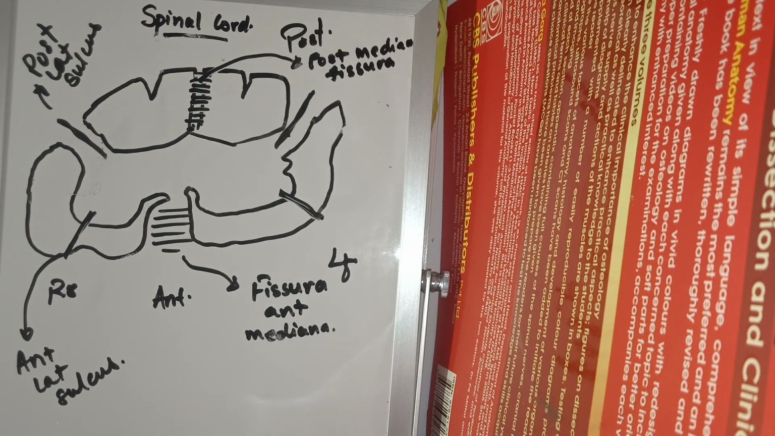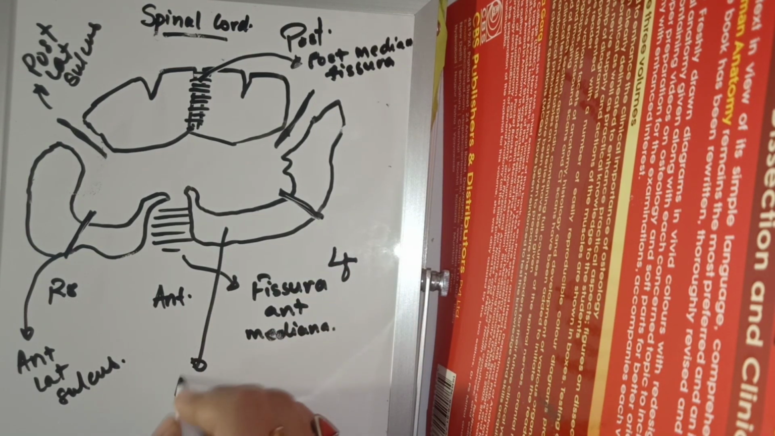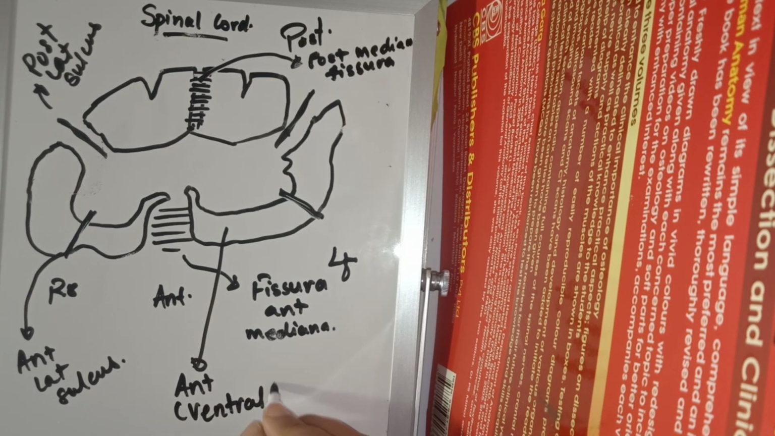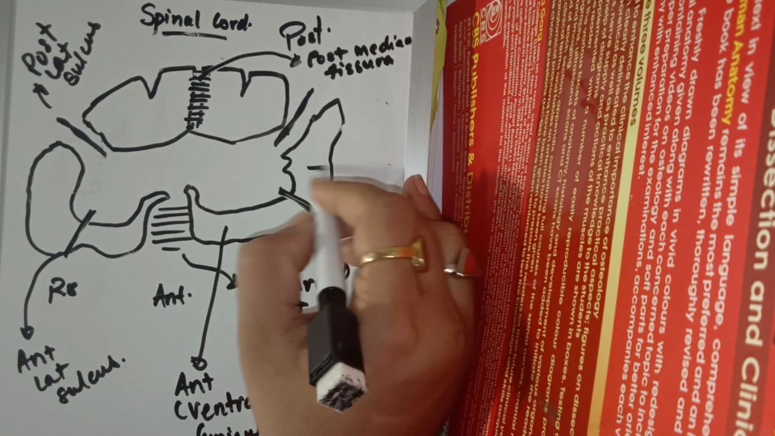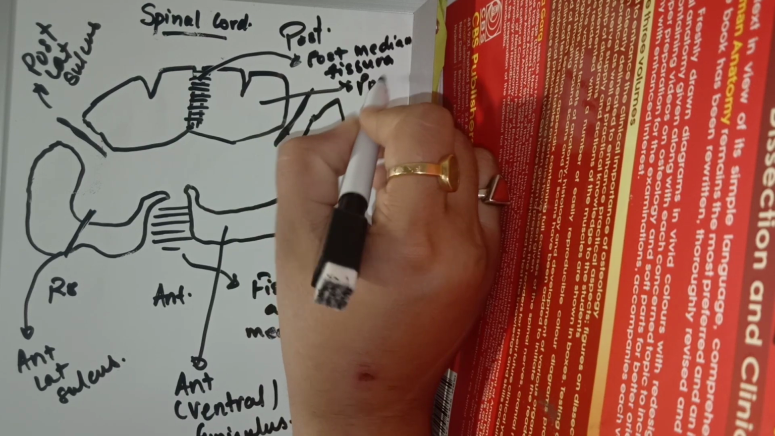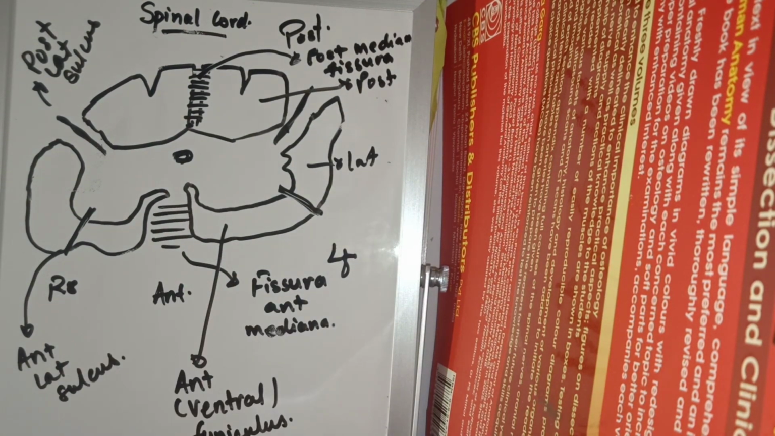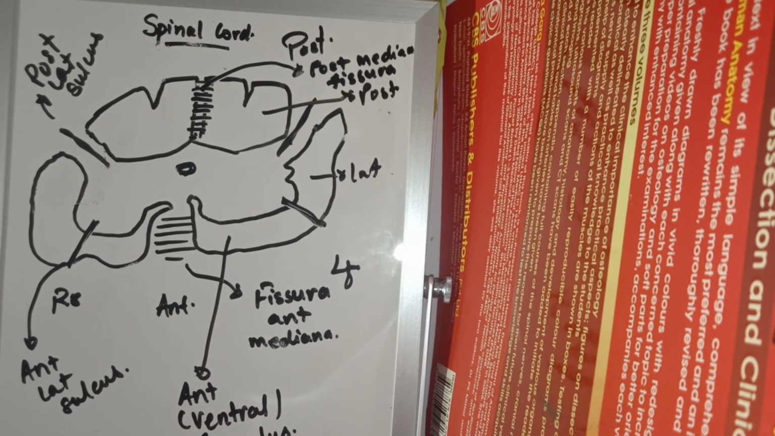Now we will talk about the funiculi. There are three funiculi. First is the anterior, or you can say ventral funiculus. Here we have the lateral, and this one is the posterior. And here somewhere we have the central canal. So this is the diagram of the spinal cord.